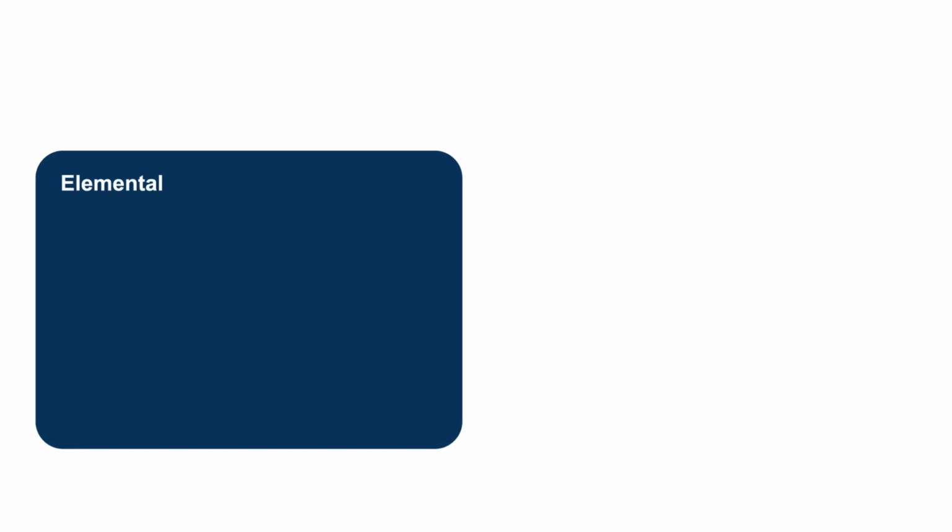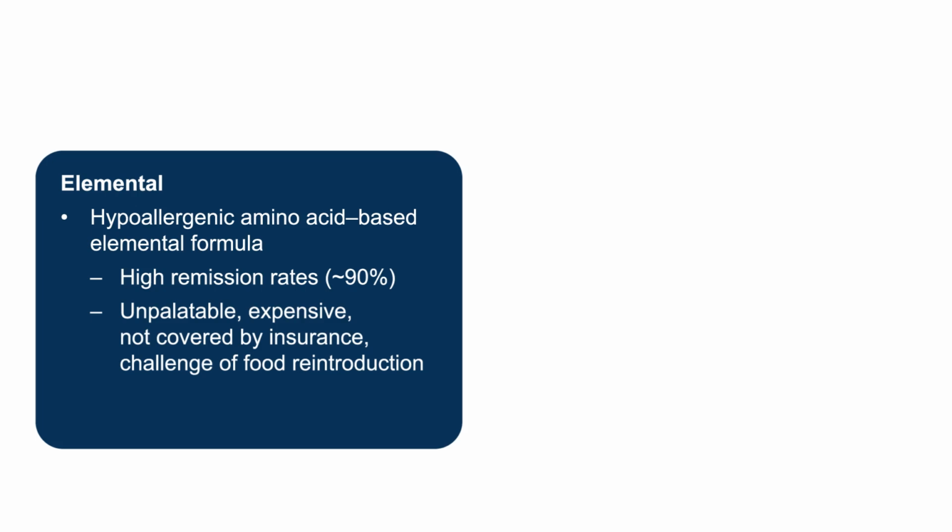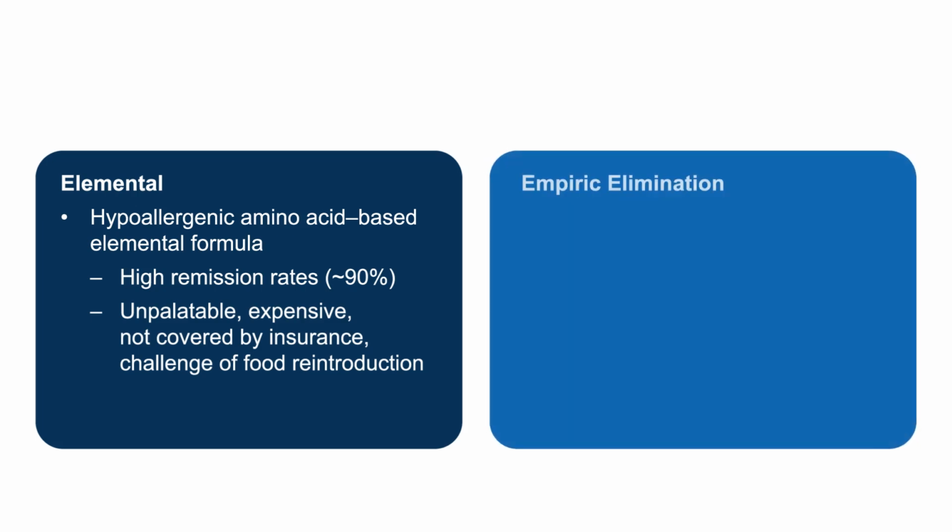Food elimination diets have evolved over time in EOE, and initially elemental diets were thought to be the best choice for dietary elimination. This involves removing all foods and starting a hypoallergenic amino acid-based formula. It has very high remission rates, but as you can imagine, it's unpalatable, very expensive, and there's a big challenge with food reintroductions. After the original studies looking at elemental diet, we know over time that empiric elimination is more commonly used to treat EOE.